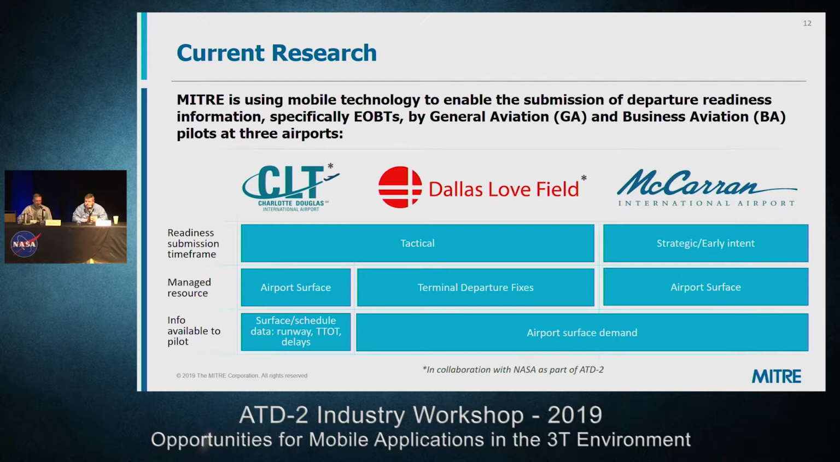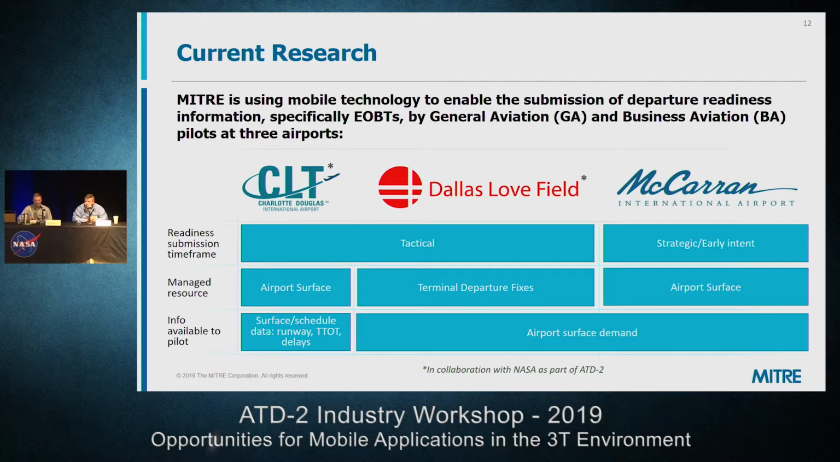These efforts also vary in terms of the resource that's constrained, that's being managed. So in Charlotte, it's definitely the surface. That's also the case at Las Vegas. At Dallas Love Field, the surface never gets very congested, but the challenge is those terminal departure fixes, particularly when weather moves in and reduces the capacity. So the target that the information is being used for is a little bit different.